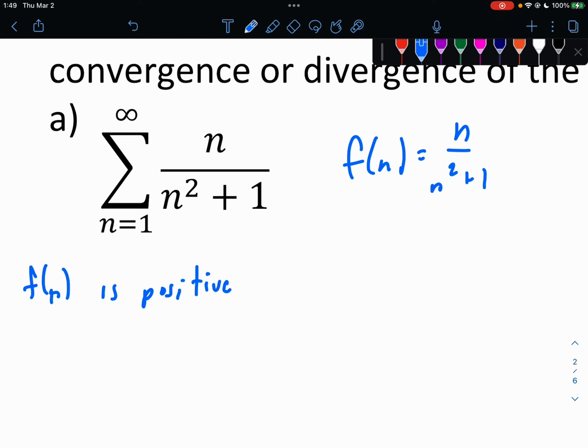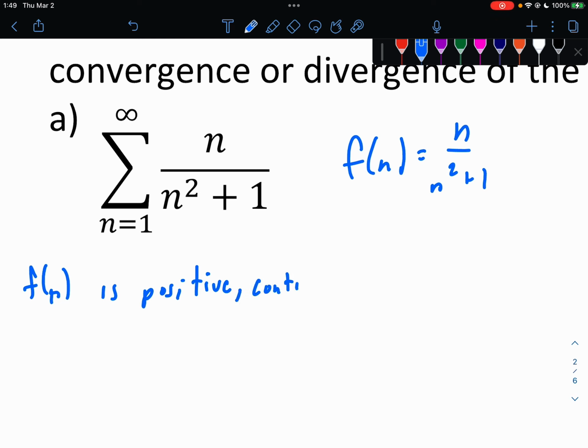Secondly, we have to make sure it's continuous. Okay, the denominator will never equal 0 here. So there's not going to be any discontinuities. So therefore, it is always continuous. Third thing we got to show is that it's always decreasing.